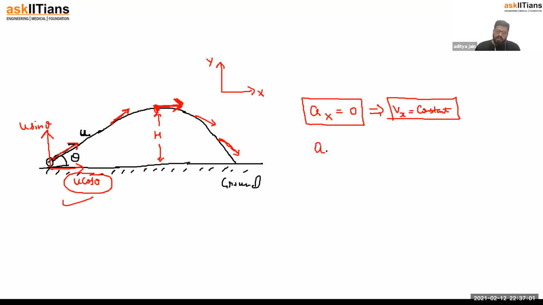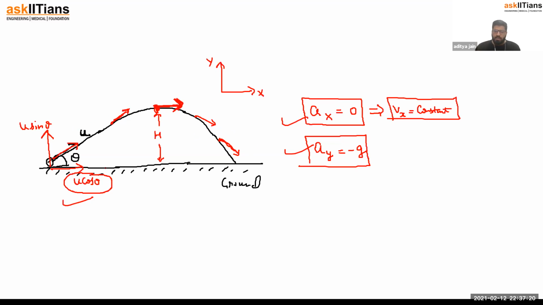What about the vertical acceleration? Vertical acceleration will be minus g. As you are going upward against the gravity, this vertical component is going upward against the gravity. So that's why I'm taking acceleration along y direction as minus g. So due to that acceleration, the vertical component of velocity will change place to place.